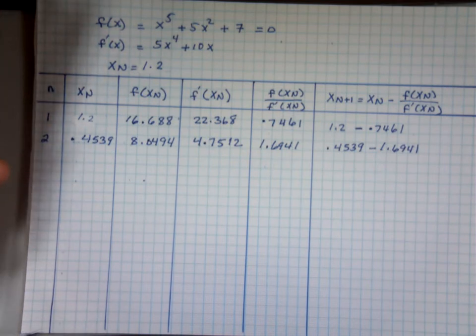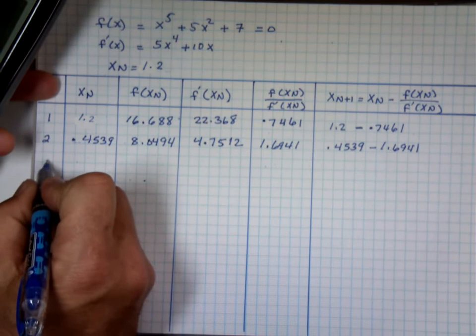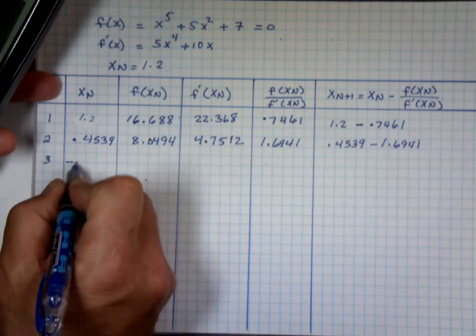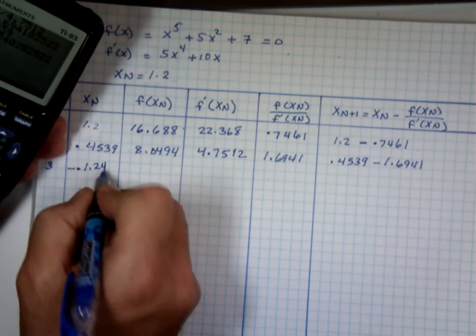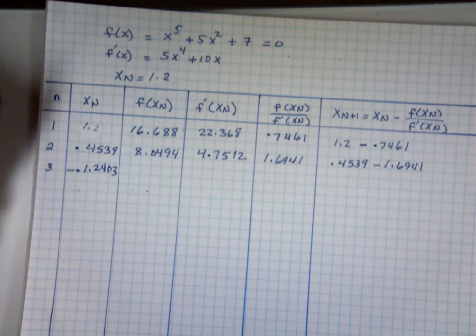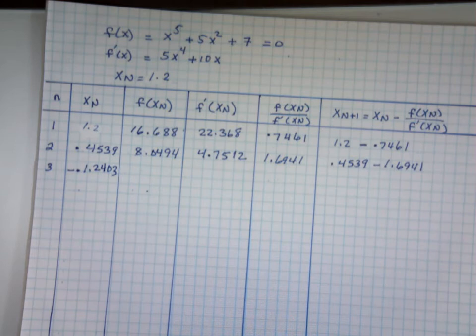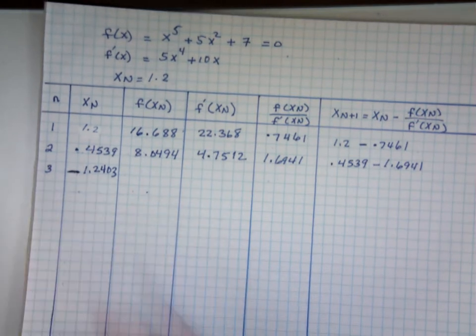And I came up with what? Negative now. Notice how it took me to the negative. Negative 1.2403. That's a negative, negative 1.2403, right? So now let's see if that's a solution. Negative 1.2403.